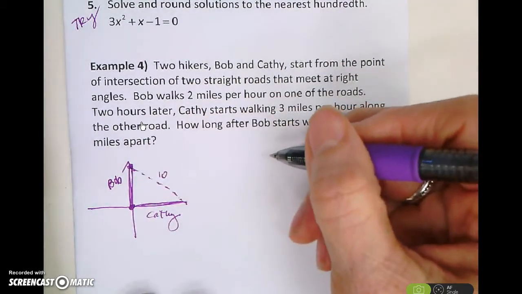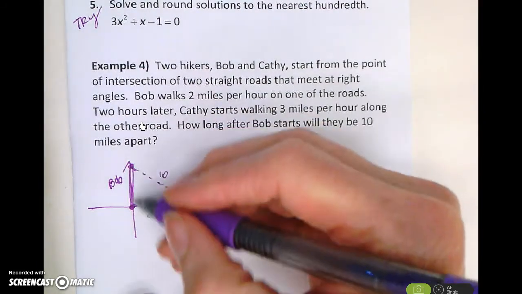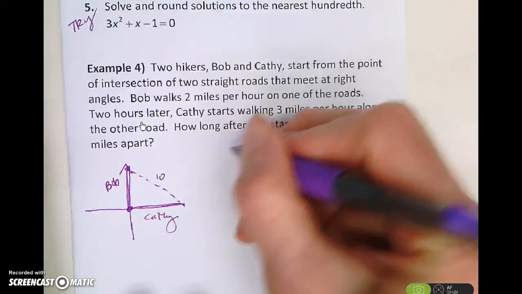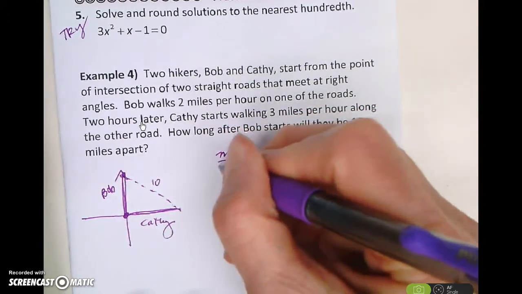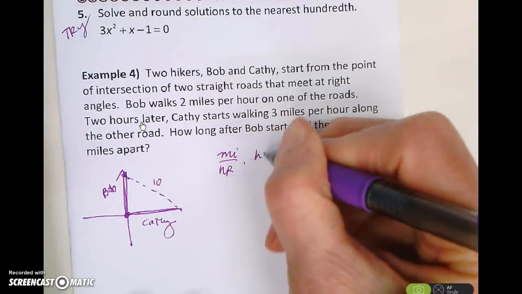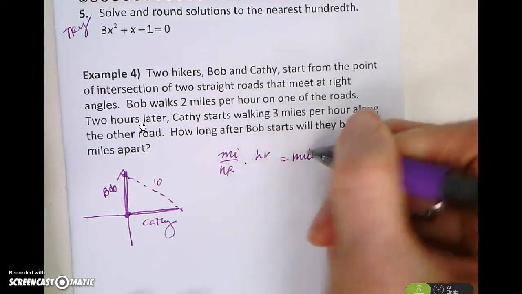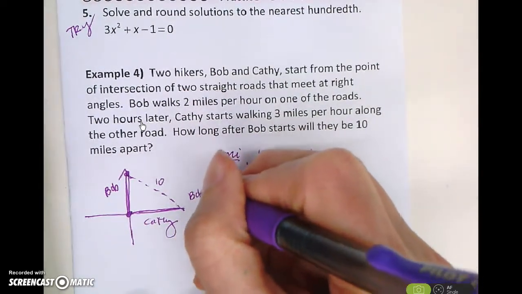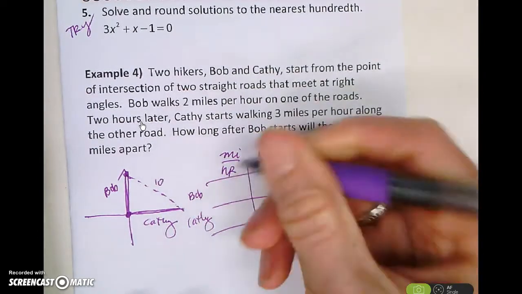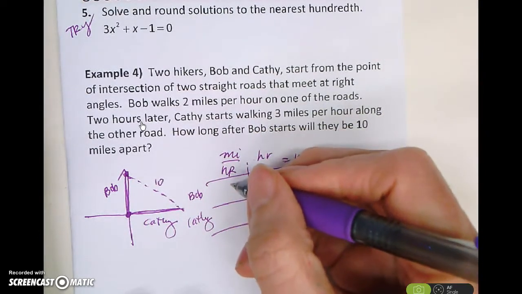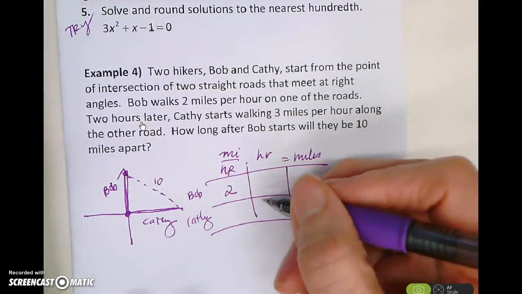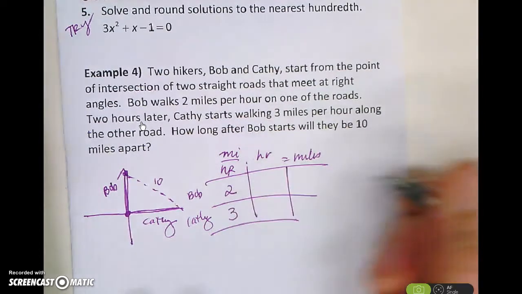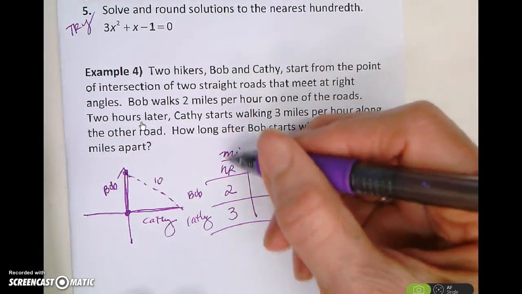And you can see that forms a right triangle. So we need to come up with something that represents Bob's distance and something that represents Kathy's distance. So I'm going to do a chart. Miles per hour times hours equals miles. And we'll have Bob and Kathy. Bob's walking at 2 miles per hour on one of the roads. 2 hours later, Kathy walks at 3 miles per hour. So here's our miles per hour.